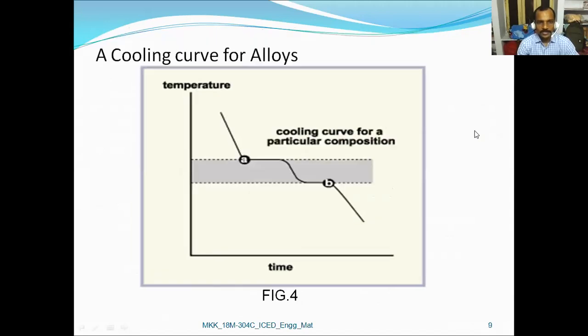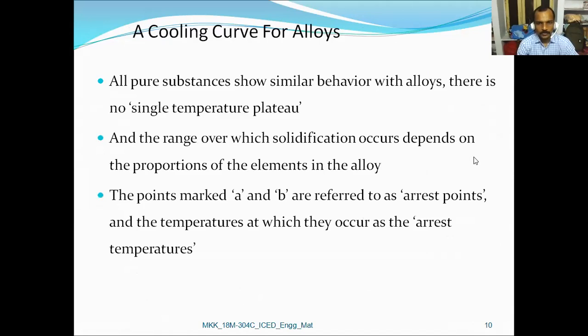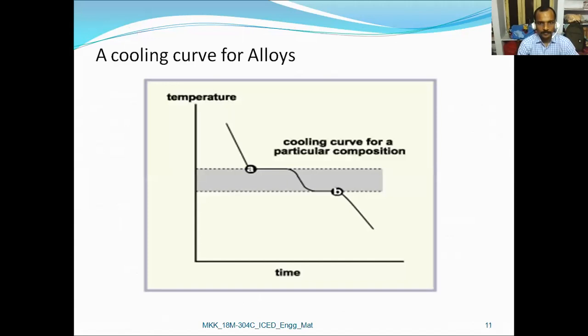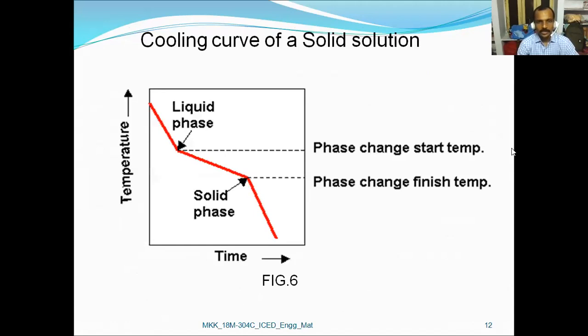So after this discussion, we have entered into the cooling curve for different alloys having different points A and B. We have studied that these A and B points are known as arrest points, and the temperatures at which they are marked are known as arrest temperatures. Later we discussed the cooling curve for a solid solution.